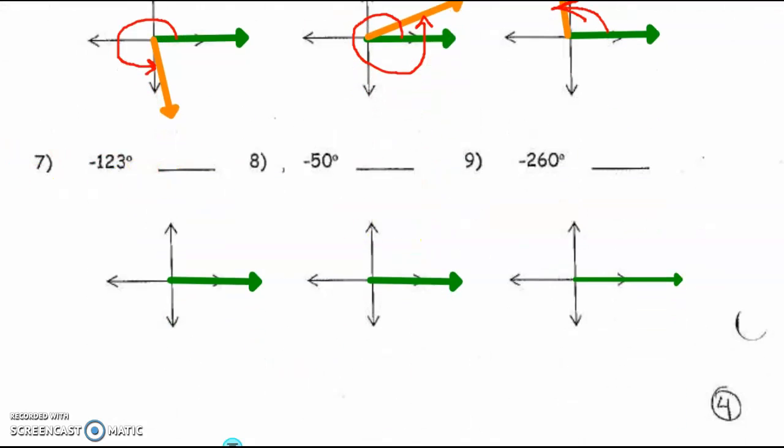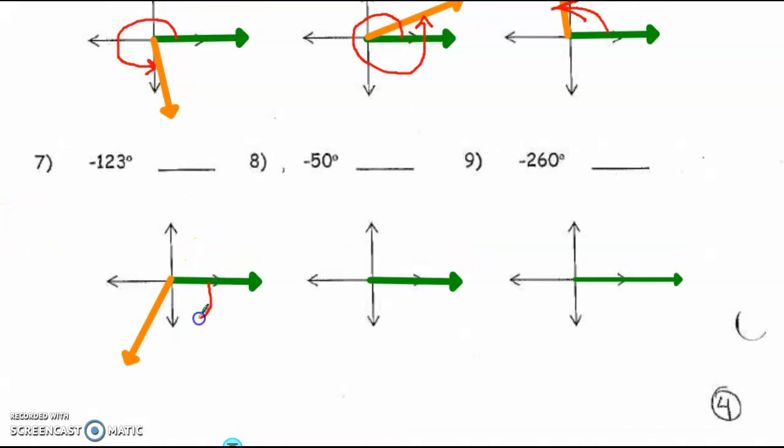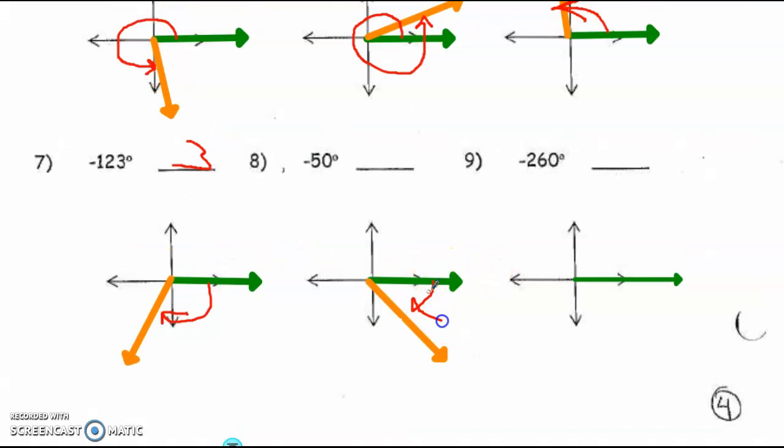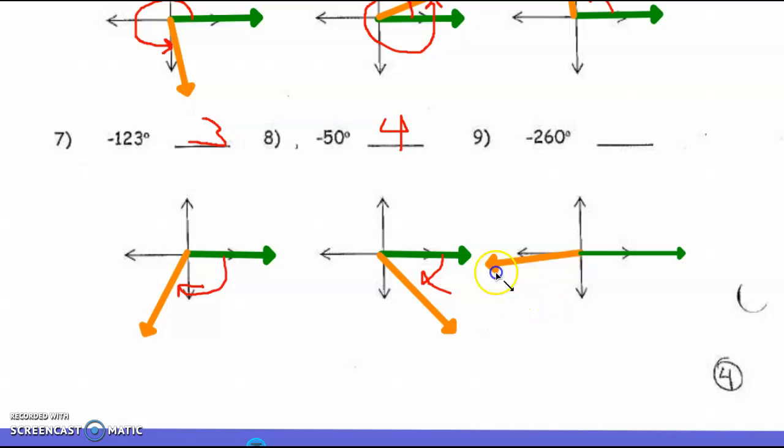Negative 123. Well, if I go clockwise, there's negative 90 plus a little bit more, good enough. And again, I think I might have forgotten to put these in the quadrants, so that's quadrant 3. Negative 50 degrees, I'm running out of time here. That's going to be about like that. That'll be in quadrant 4. And negative 260, well, if I go all the way around to here, clockwise, that's 270, so I need to be a little bit shorter.